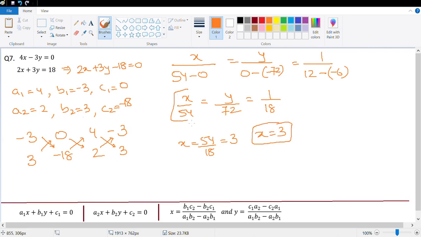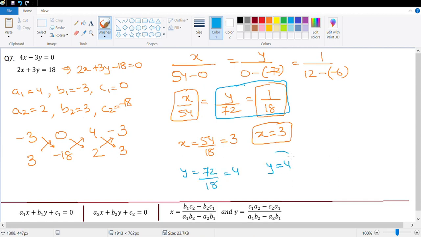I took the first term and the third term, which was the constant, and then I take second term and third term. We get y is equal to 72 upon 18, which is equal to 4. So y is equal to 4, which means (x, y) is equal to (3, 4). Final answer. Good, let's look at the next question.